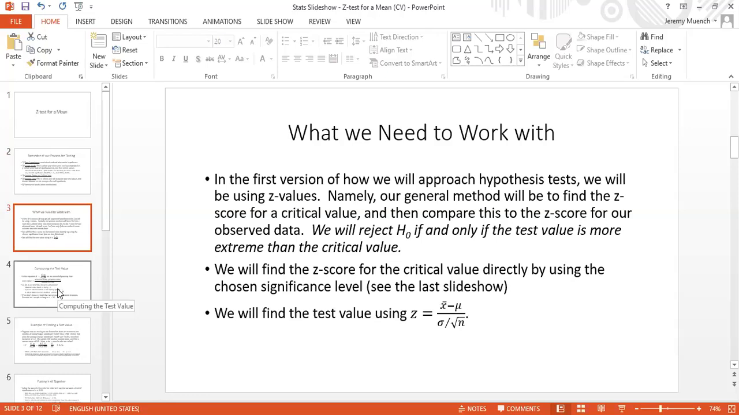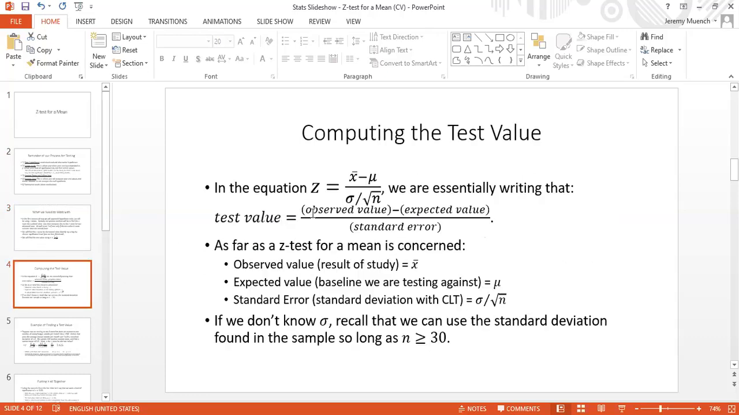So when we talk about computing a test value, we're really just finding that the test value should be whatever we're observing minus whatever we were, quote unquote, expecting, over the standard error. And this is just putting this particular equation into context. We've certainly seen this before.